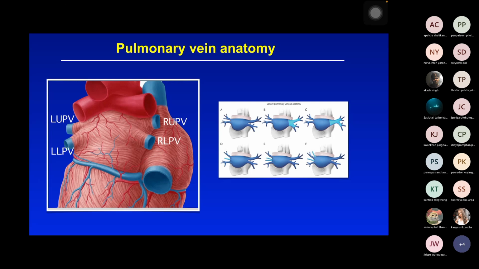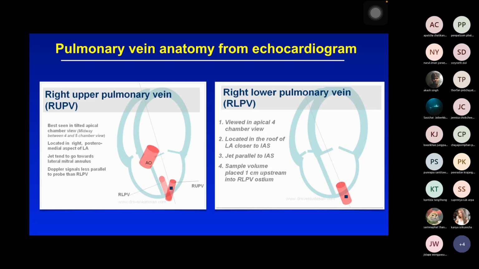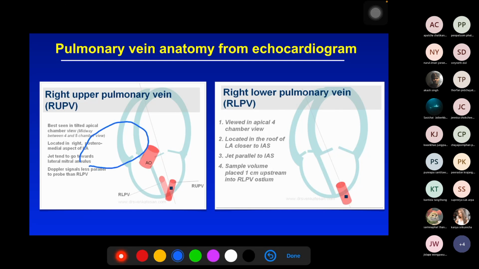How can we get the pulmonary vein from the echo? You see this one is the apical 4-chamber and apical 5-chamber view. You obtain the apical 4-chamber view, you might get some flow here. Is this the right upper and right lower pulmonary vein?